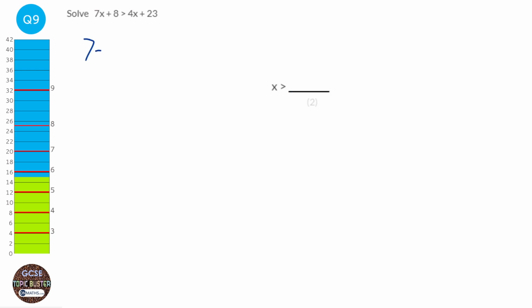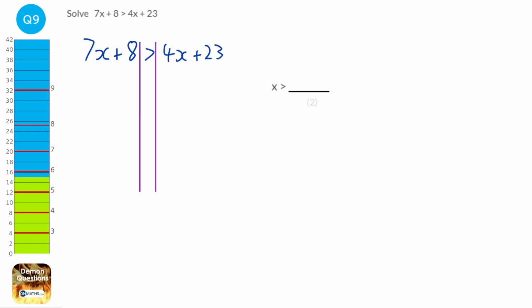So we're going to write out the question again, just to give us a bit more space. And we're going to put in our tramlines so we can solve it. Now we're going to solve this in exactly the same way as if it was an equation with an equals in the middle. One slight difference though is if you times or divide by a negative, you've got to flip the sign, but hopefully we won't do that.